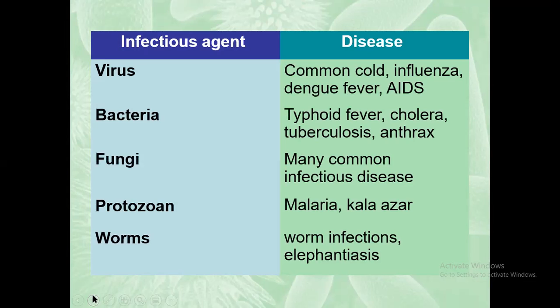Fungi cause many common infectious diseases, like some allergies; these are fungal diseases. Protozoans cause malaria and kala azar; these both are protozoan diseases. Worms cause some infectious diseases, for example, elephantiasis.